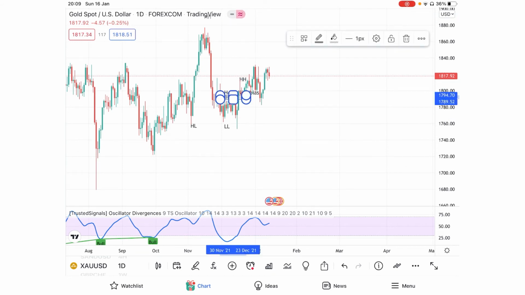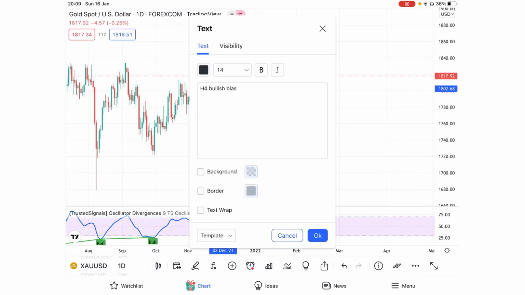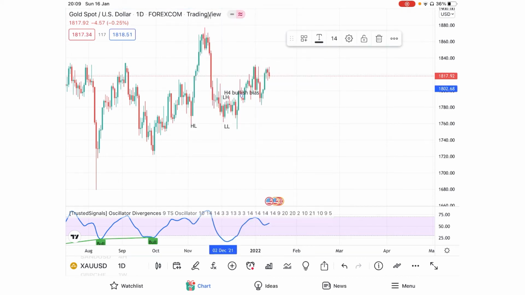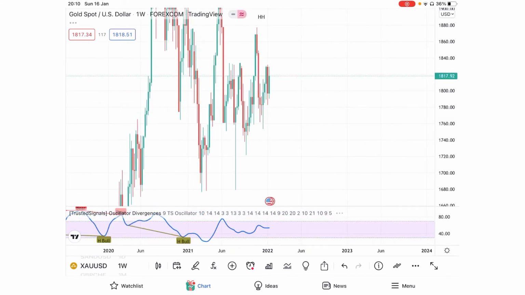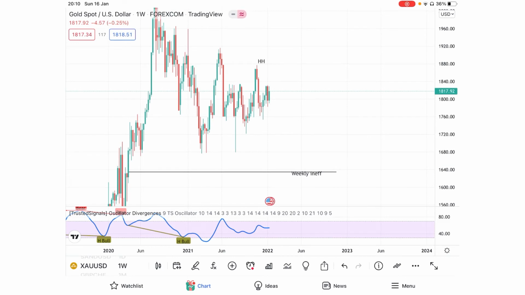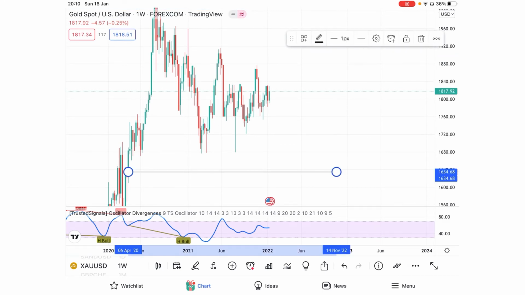We also did some markups previously on gold. I even said bullish bias and then gold bounced off. That's pretty good. Okay, let me delete all of this nonsense. So we are almost done.